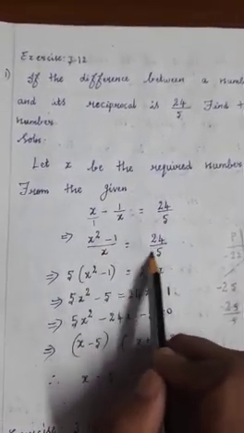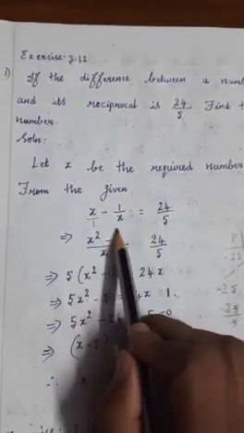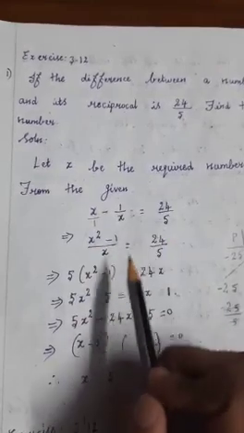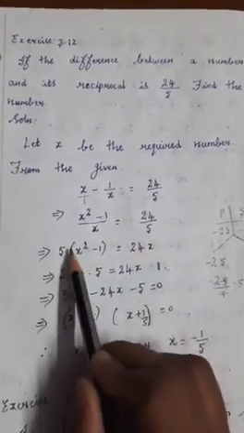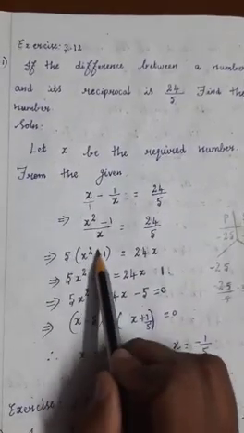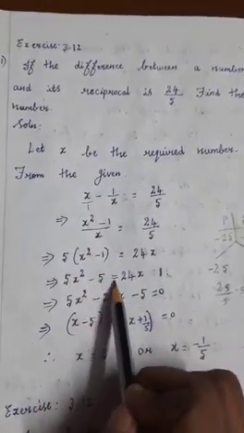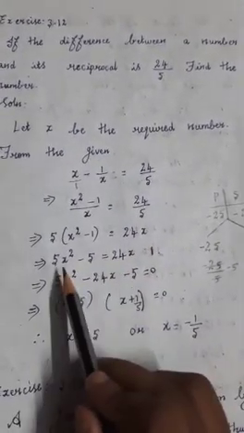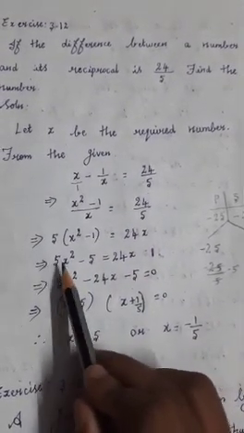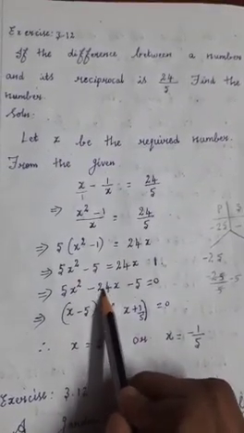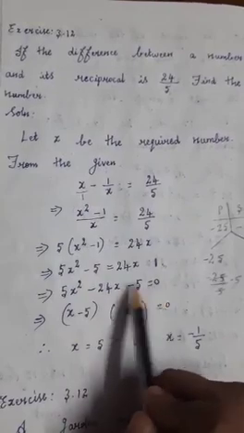So can you cross multiply? If you cross multiply, what will come? 5 into x square minus 1 is equal to 24 into x, that is 24x. Now 5 you have to multiply inside. So 5 into x square, 5x square, minus 5 into 1, that is 5, is equal to 24x. So now bring all the parts to the same side. So 5x square minus 24x minus 5 equal to 0, you can put it.